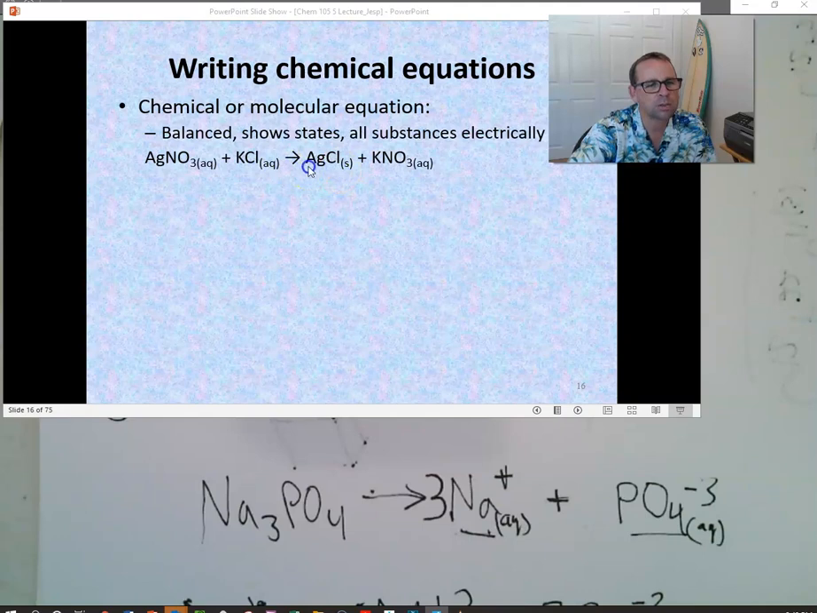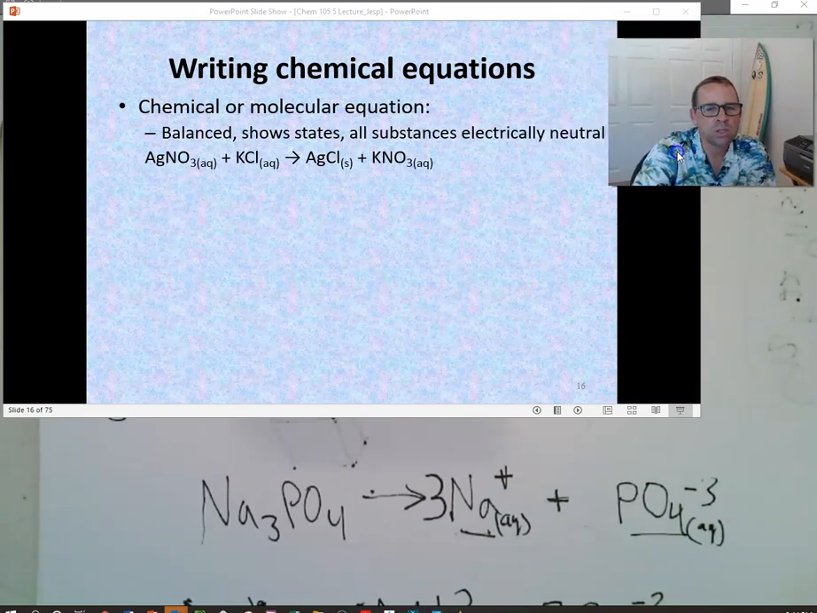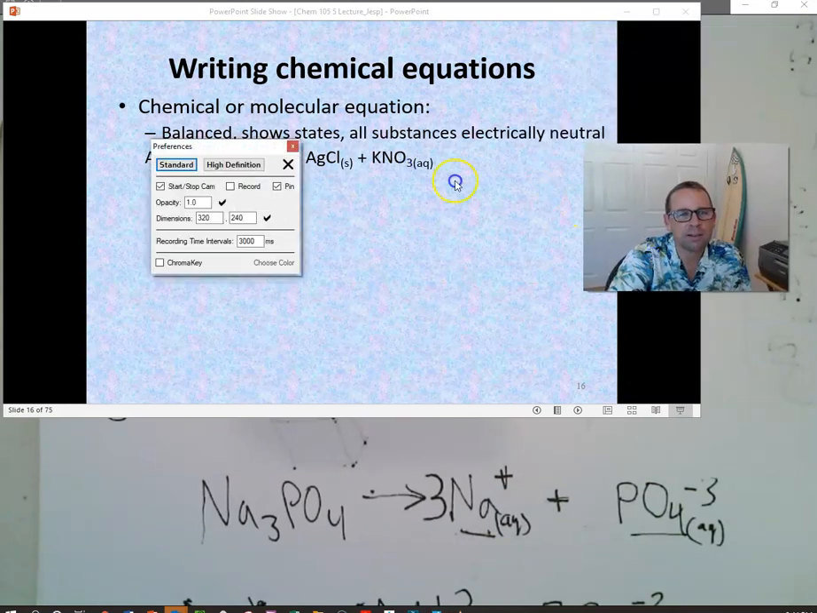Silver nitrate plus potassium chloride come together and react to yield silver chloride and potassium nitrate. Very good. Excellent job.